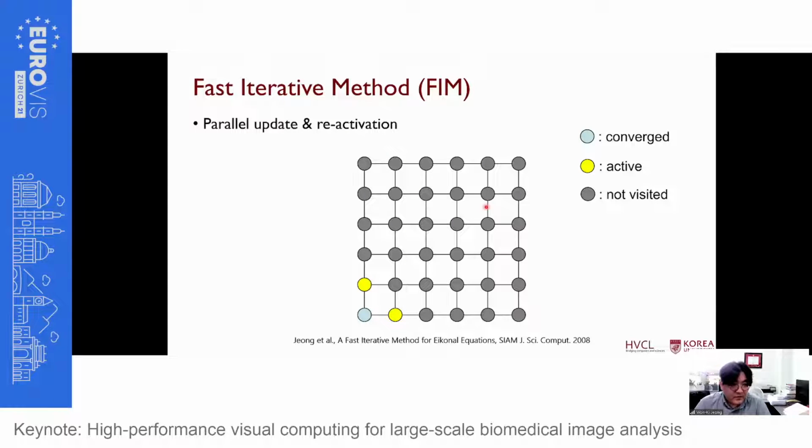Compared to this, we proposed the so-called fast iterative method. This is the algorithm that we proposed to solve the same Hamilton-Jacobi equation problem. But the idea is that we try to leverage parallelism so that we can update multiple active points at the same time. So whenever we have these yellow points, all of these yellow points can be updated at the same time. We developed this algorithm based on the idea that we can run it on a parallel machine, GPUs or multi-core CPUs, so that multiple threads can update these yellow points at the same time.